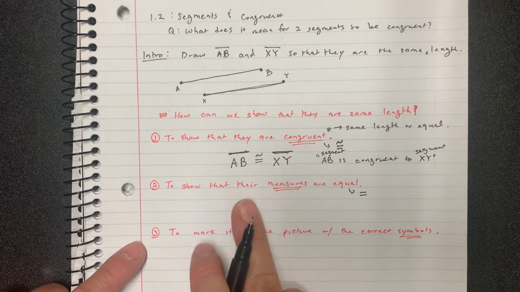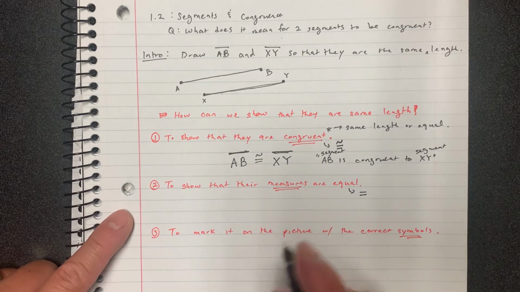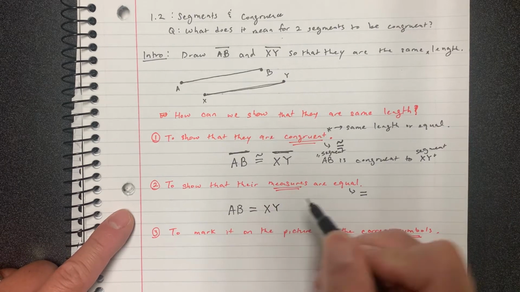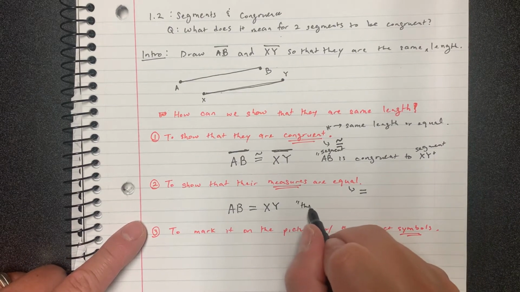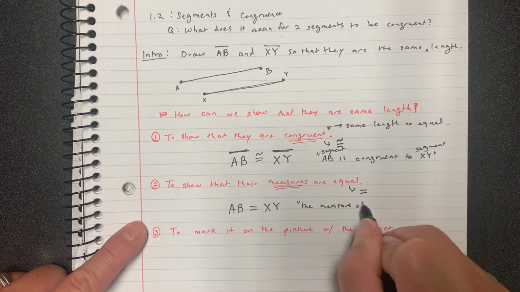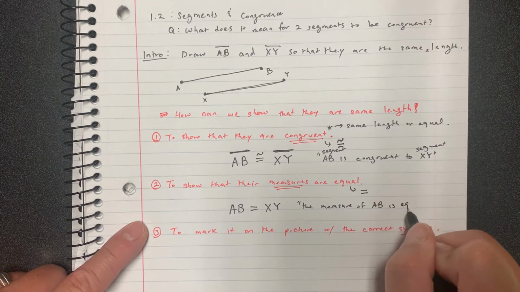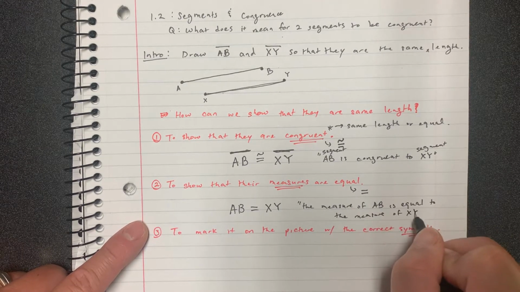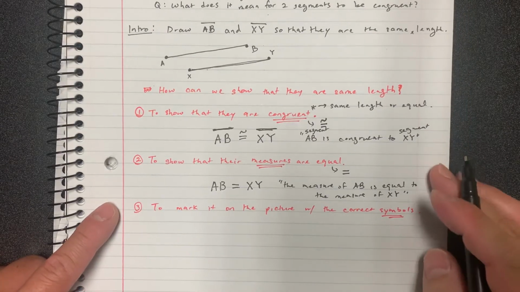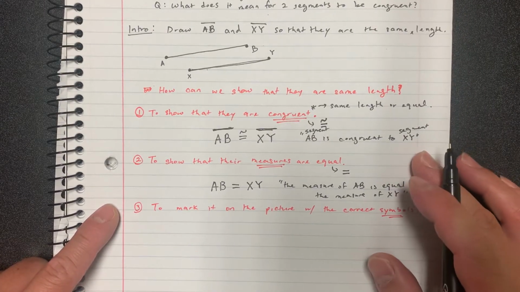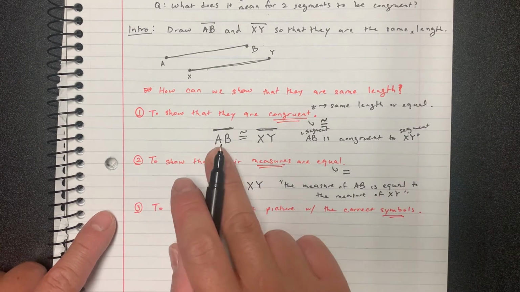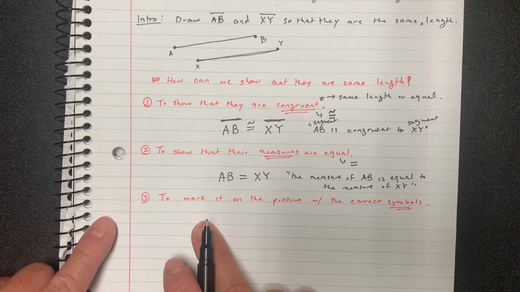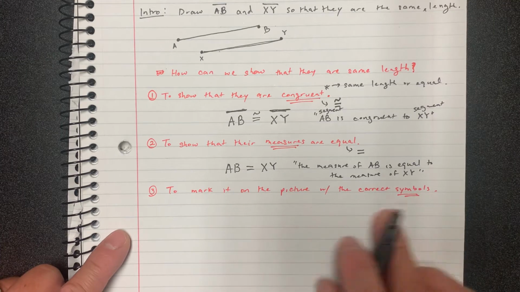Another way we can write this is to show that their measures are equal. So the way we would do that is AB equals XY. And the way we read that: the measure of AB is equal to the measure of XY. So there's a slight variation, do you see that? But we're allowed to say it both ways. Segment AB is congruent to segment XY, and the measure of AB is equal to the measure of XY.